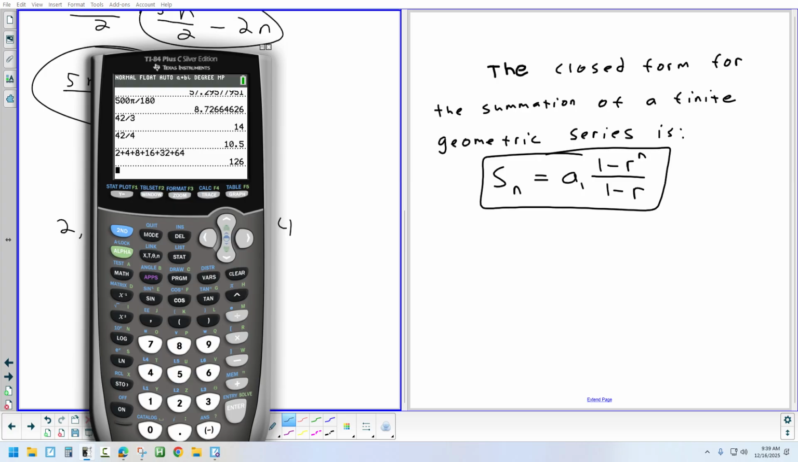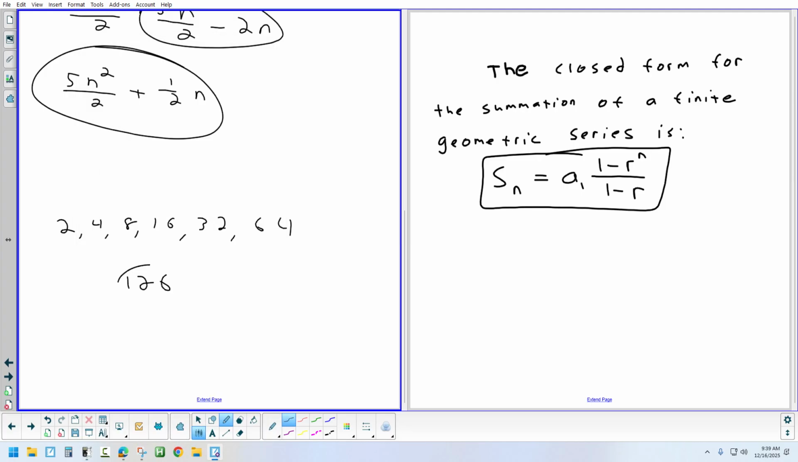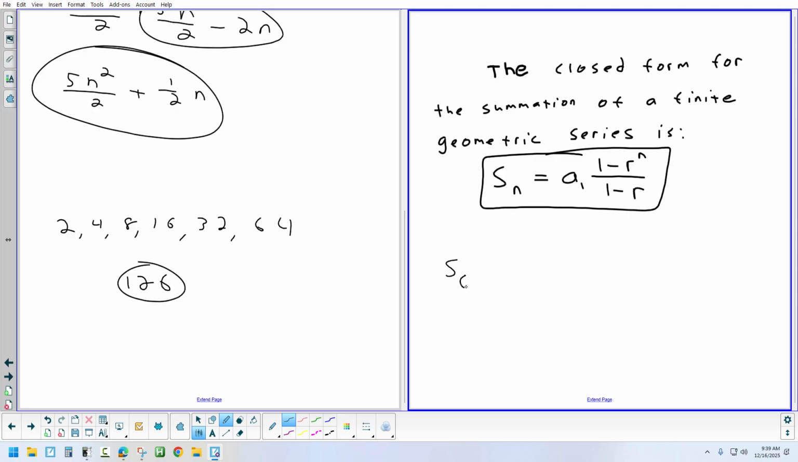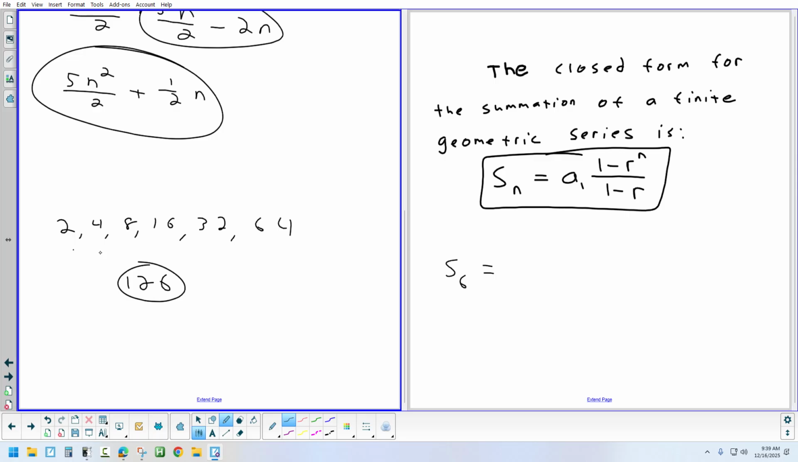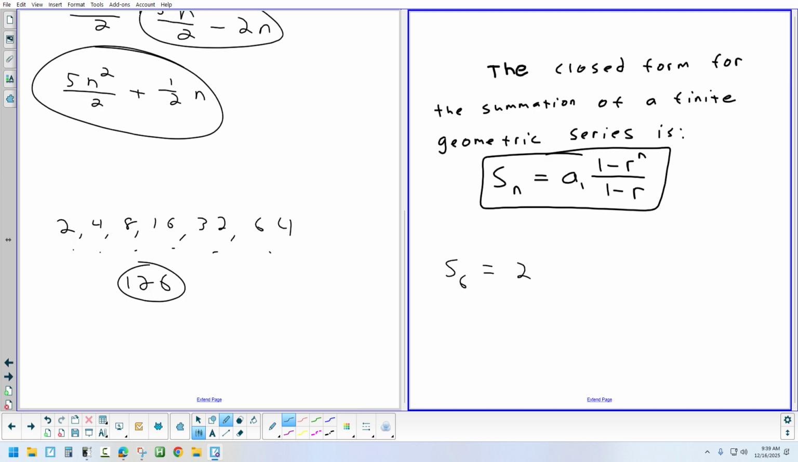But if you want me to add up 6,000, well, then I'm going to do it the way that's on the right. But let's see if we get 126 using that formula. We're going to add up the first 6 terms. What's the first term there? 2.